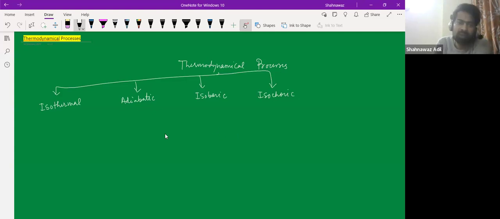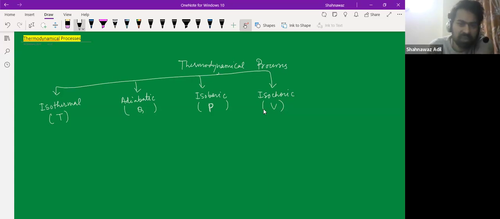Right. So just to remember, in this one, temperature will be constant. In this one, heat will be constant. In this one, what would be constant? Bar is right. So this is related to pressure. Pressure would be constant. And in the fourth, volume would be constant. These are the four thermodynamic processes, right?